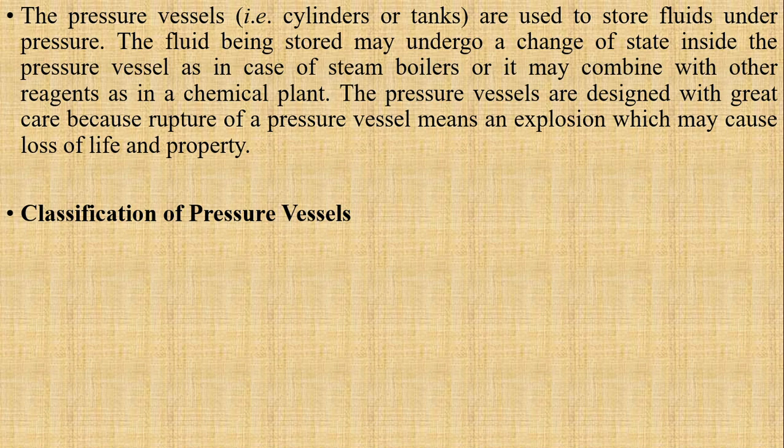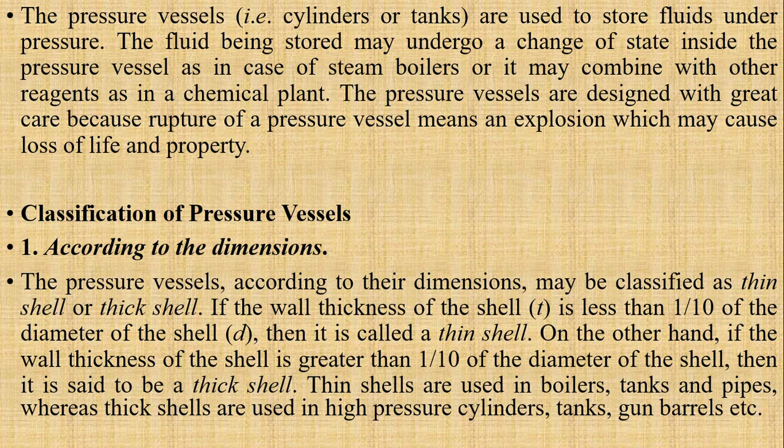Classification of pressure vessel. First, according to the dimension. The pressure vessels according to their dimension may be classified as thin shell or thick shell. If the wall thickness of the shell, t, is less than 1 by 10 of the diameter of the shell, d, then it is called a thin shell. On the other hand, if the wall thickness of the shell is greater than 1 by 10 of the diameter of the shell, then it is said to be a thick shell. Thin shells are used in boiler tanks and pipes, whereas thick shells are used in high pressure cylinders, tanks, gun barrels, etc.